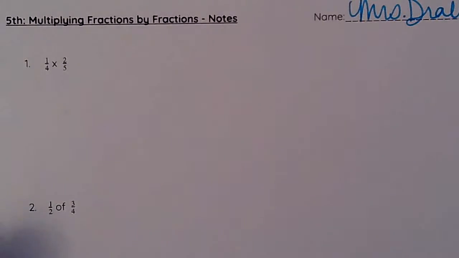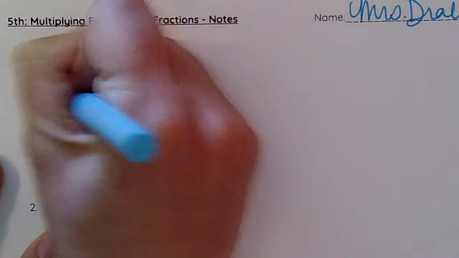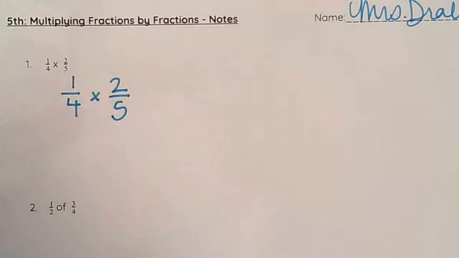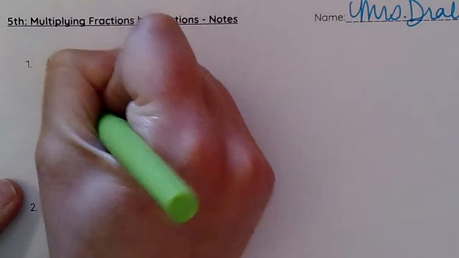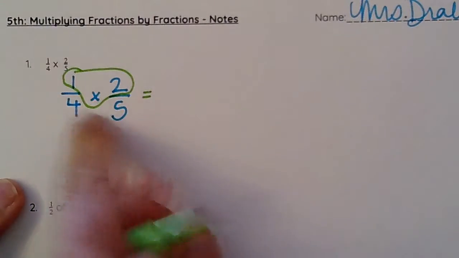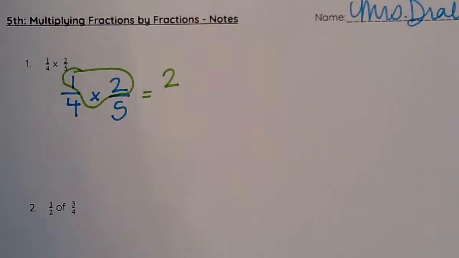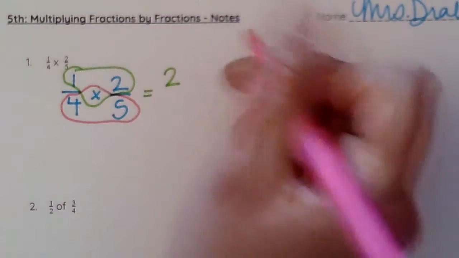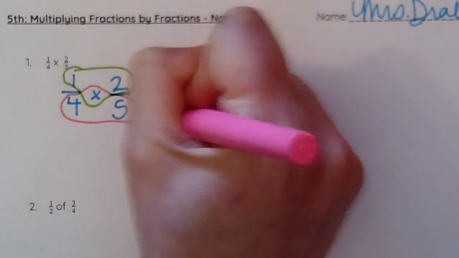So let's try. If I have 1/4 times 2/5, I'm going to rewrite that slightly bigger for myself. And all I do from here is multiply my numerators. 1/4 times 2/5 would get me 1 times 2, which is 2. And then I multiply my denominators. 4 times 5, which is 20.